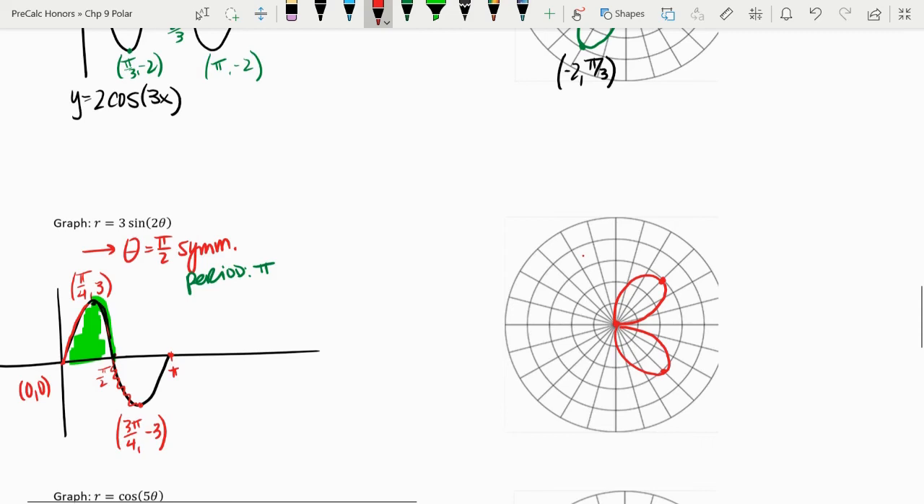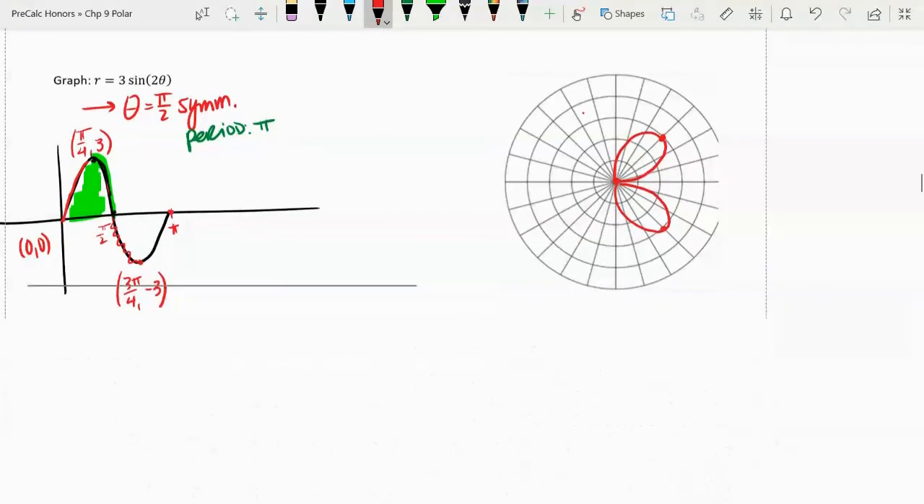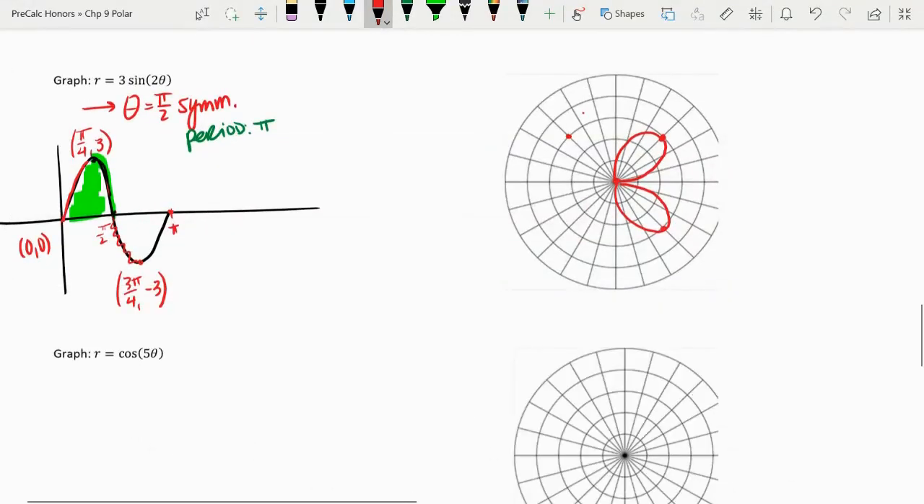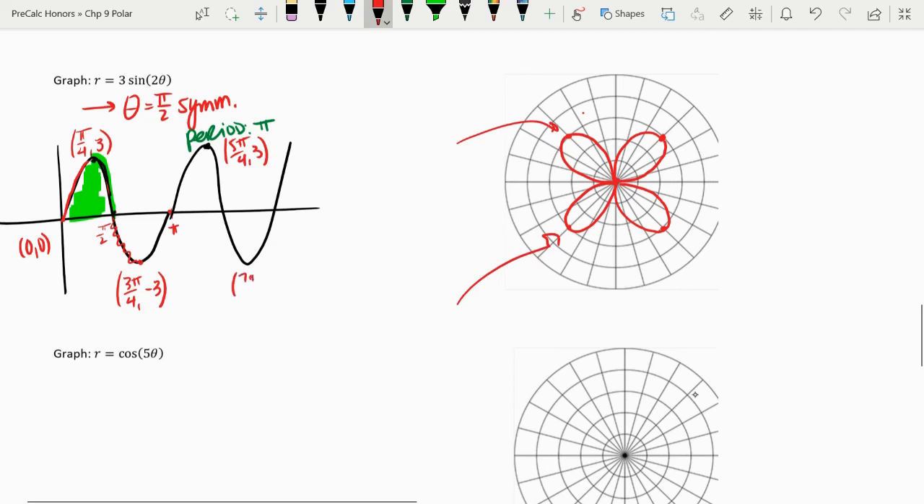Now, two ways I can finish this graph. We know it has symmetry, so I can just reflect these petals right over. Or you could just actually keep your sine graph going over here and think about where the max and mins are, those are going to be the other petals. So this is 5 pi over 4, 3, which is that point up, or this point right here. And then 7 pi over 4, negative 3, which is that guy.